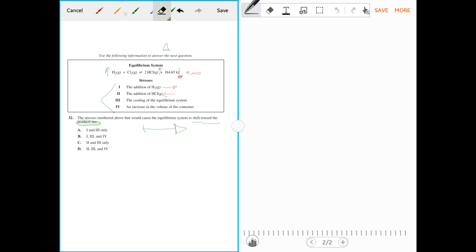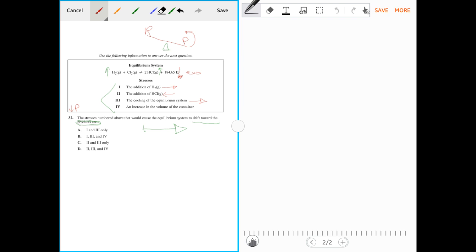Okay, if this is our teeter-totter, we've pulled products out, and we want to minimize that change to increase the amount of products. So this will actually cause a shift to the right as well, to our products as well. Okay, by increasing the volume, again, remember when we increase the volume, we decrease pressure. Okay, so we decrease pressure for number 4.